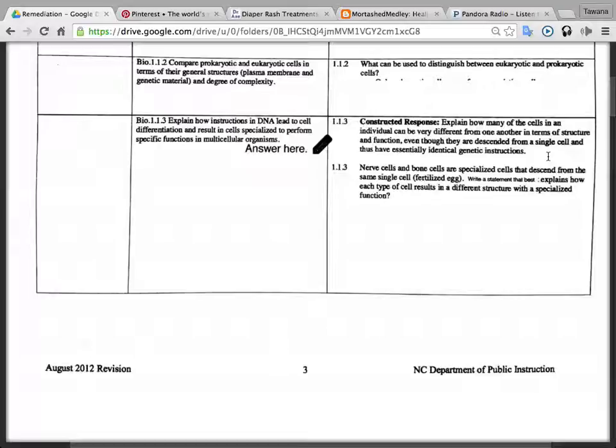White blood cells, red blood cells, stomach cells, nerve cells, muscle cells. In the initial process when they're copying, they do get the same information. But then there's something that happens to make them specialized. One word, what is it called? Starts with the D. And that's what asks how many of the cells in an individual can be very different. Say it loud. Differentiation. Specialized cells are formed through differentiation. Right there.